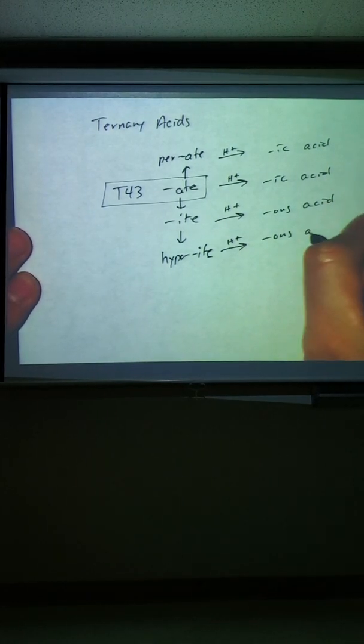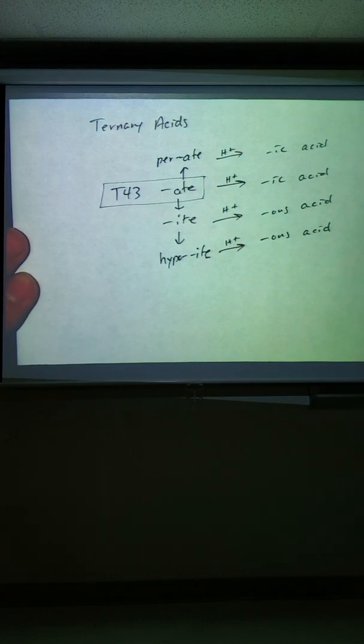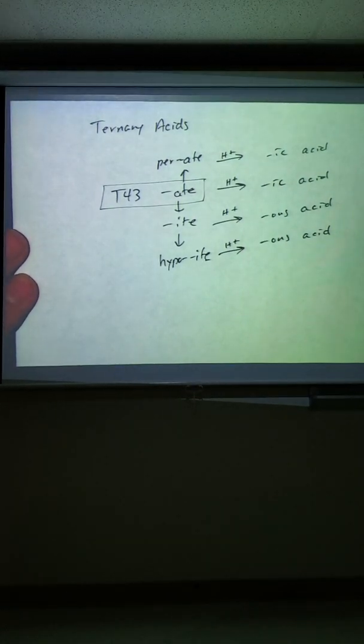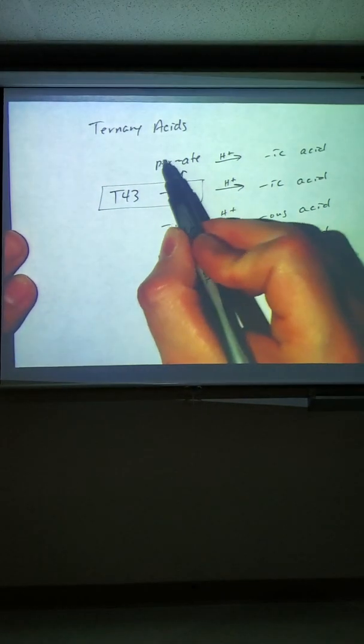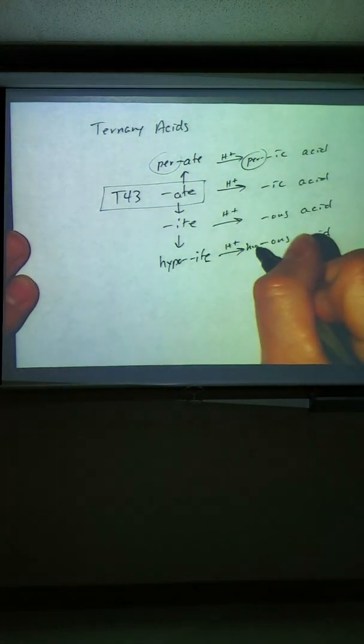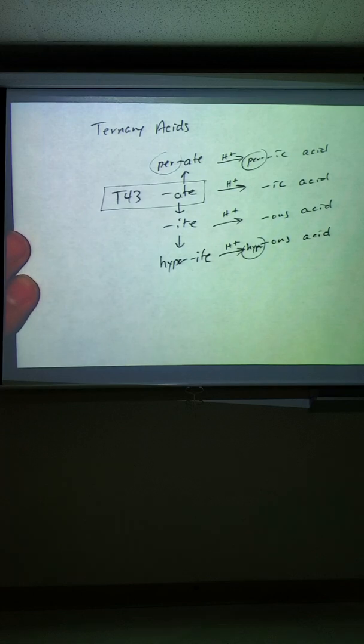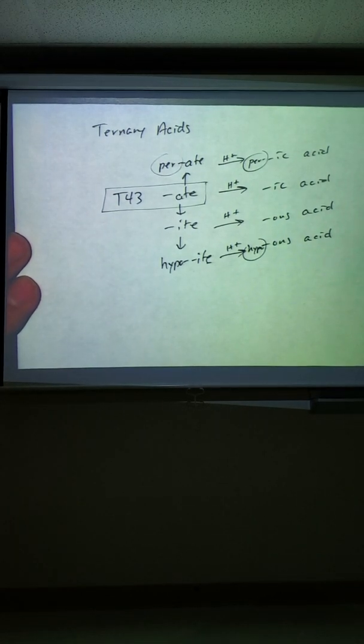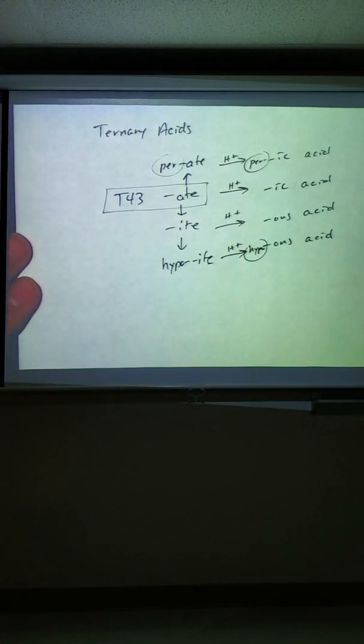So ic and ous are used again not only for transition metals but for compounds like these. Just be aware that if you were a per-ate, you're still going to keep per, and you're still going to keep hypo. So those are along for the ride. If they're there before, they're going to stay there after. But it's still ate versus ite, ic versus ous.